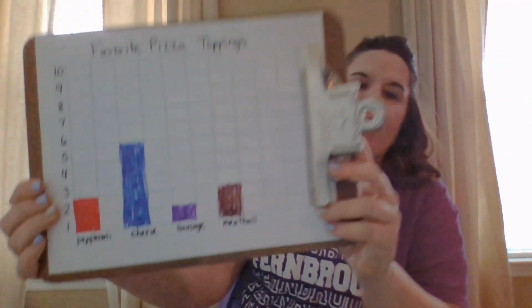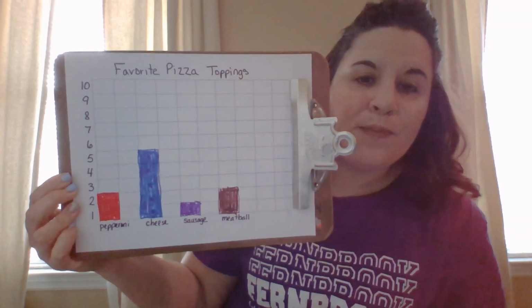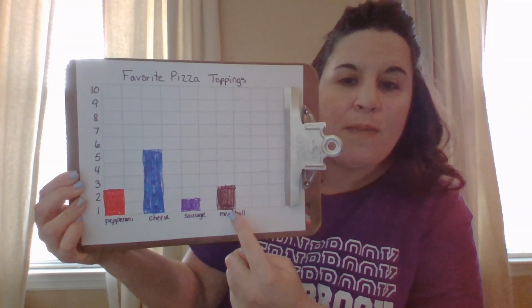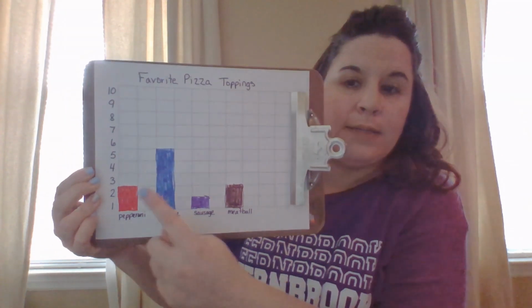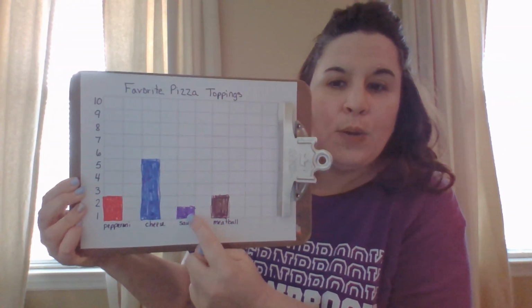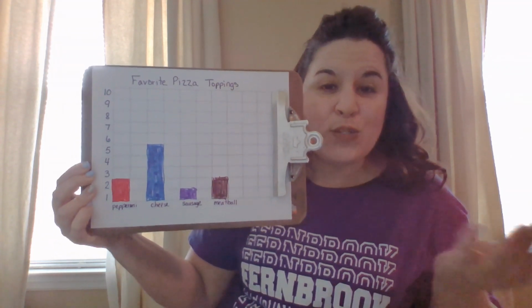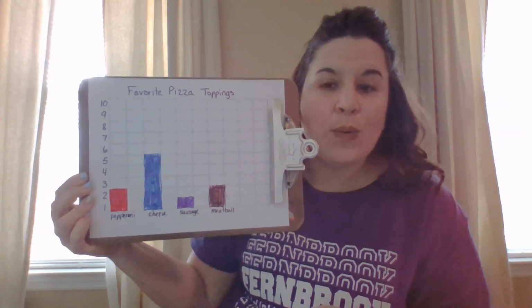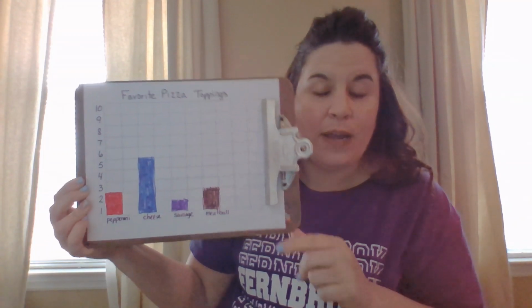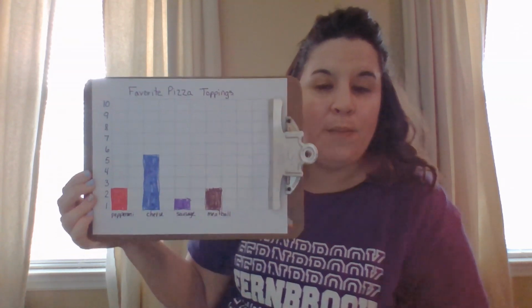So now someone looking at my graph in a quick glance could see that my graph is about favorite pizza toppings. The answers I received were pepperoni, cheese, sausage, and meatball, and they'd be able to see that I had 2 people like pepperoni, 5 people like cheese, 1 person said sausage, and 2 people said meatball. So I can get lots of information now looking so quickly. I can see which pizza topping was the most favorite. If you said cheese, you're right, because it had the most boxes.